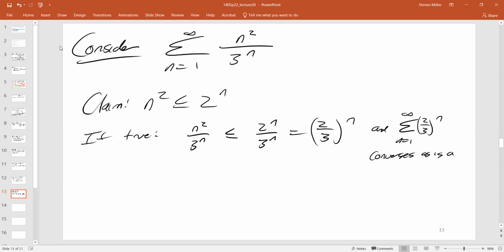Okay, but why do we know (2/3) to the n converges? It converges because this is one of our big friends. It's geometric. It's a geometric series with r equals 2/3. So all we have to do is show that n squared is less than or equal to 2 to the n.